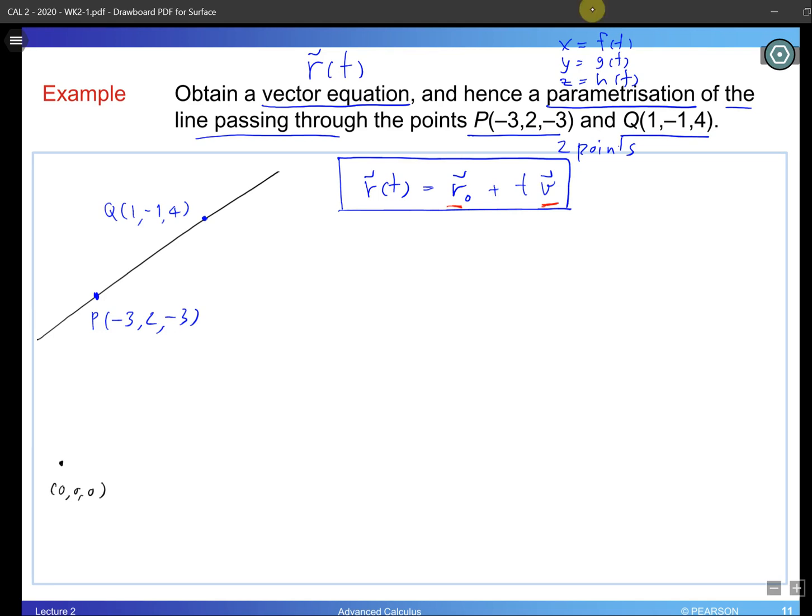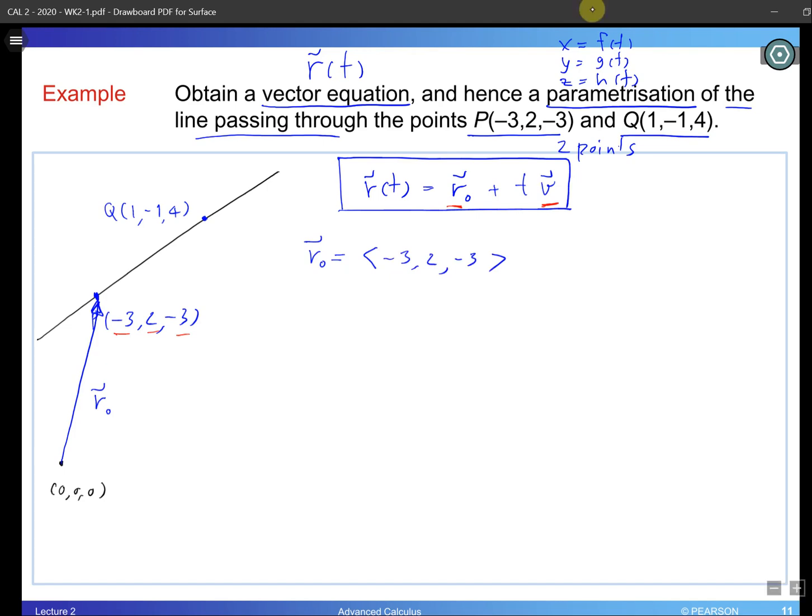Alright, so I'm going to assign this to be vector R0. Not hard to find, so let's do that. Position vector that points to P0. I'm going to find its component by looking at this coordinate. -3 minus 0, I get -3. Second component, 2 minus 0, I get 2. Last component, -3 minus 0. So done for the R0.